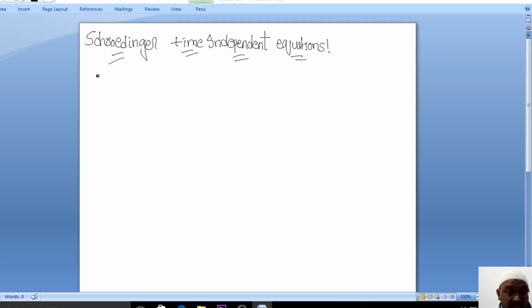The first application is the particle in a potential box. Particle in a potential box, right? So how does the particle in a potential box look schematically?